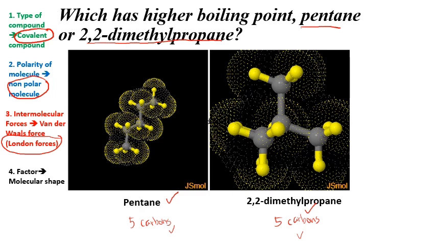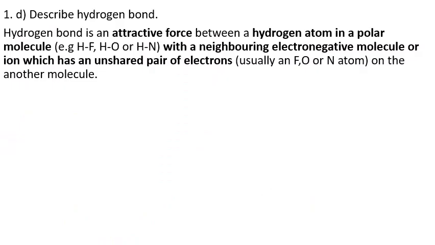The other factor is the molecular shape. As we know, a linear shape will have a greater contact surface area. When they have a greater contact surface area, the strength of the London forces will be stronger. So in this case, which has the higher boiling point? Pentane, because pentane is linear in shape. Okay, now continue with question D.